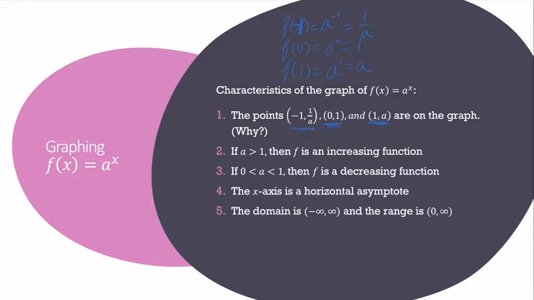If a is greater than 1, then it's an increasing function. If a is a fraction, we saw that with 1/2, right? It's a decreasing function. The x-axis is a horizontal asymptote, so my graph does not cross the x-axis. My domain is from -infinity to +infinity, and my range goes from 0, but 0 is not included, all the way to +infinity. So why don't we go ahead and graph a few functions.